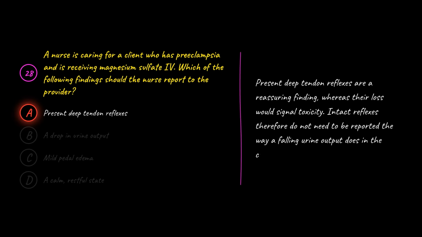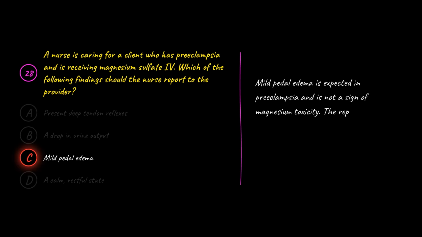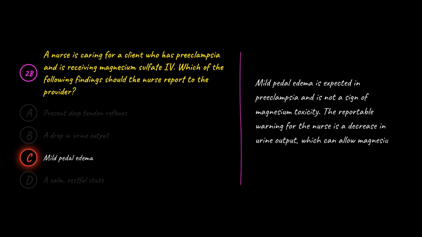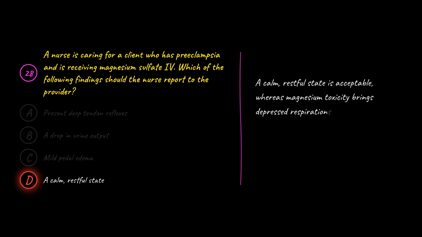magnesium sulfate. C is wrong because mild pedal edema is expected in preeclampsia and is not a sign of magnesium toxicity. The reportable warning for the nurse is a decrease in urine output, which can allow magnesium to build up in the client. D is wrong because a calm, restful state is acceptable, whereas magnesium toxicity brings depressed respirations and absent reflexes.